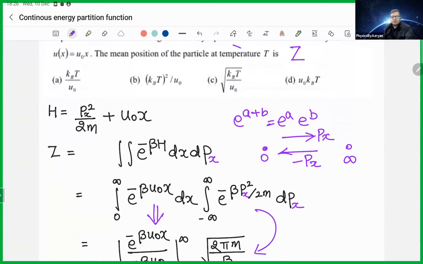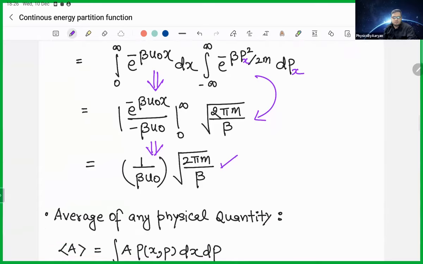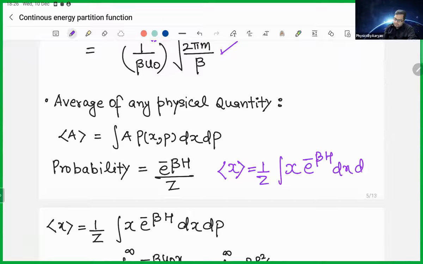Okay, mean value. So let's also learn how to find mean value in any question. So if you have to find mean value in any question, all you have to do. So let's say I want to find mean value of x. So what I will do is I will divide by Z, which is my partition function. And then I will multiply my x thing and then e to the power minus beta H, and then similarly all the integrals will come. So if it is one dimension, dx into dpx. If it is two dimension, dx into dy, dpx into dpy.